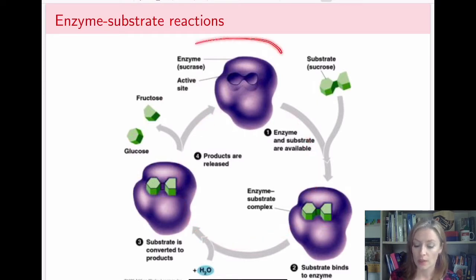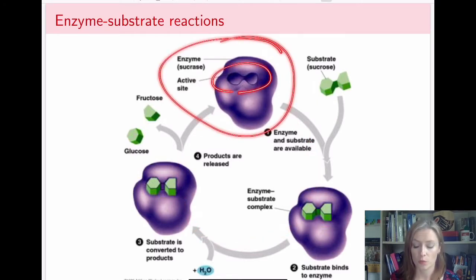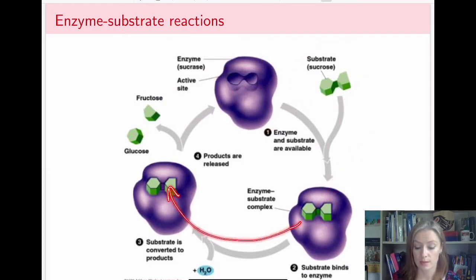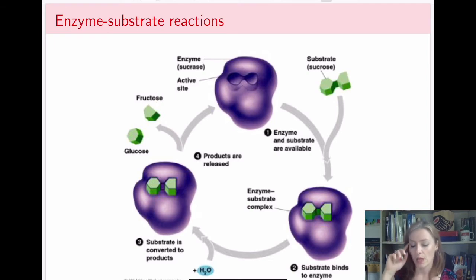It starts off with an enzyme with an active site available, and a substrate that binds to the active site, gets converted into products, and leaves the active site as two products, in this case glucose and fructose. So there are a couple of intuitive things about the process that one can notice right away.